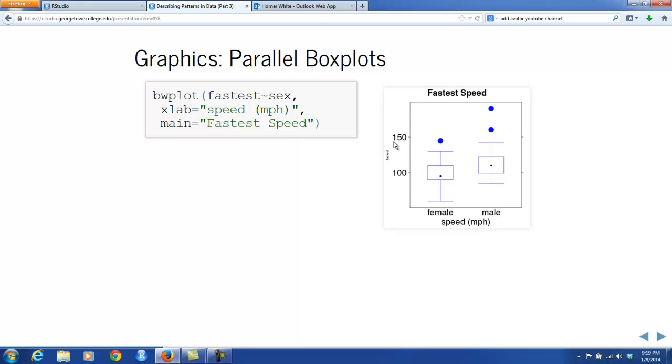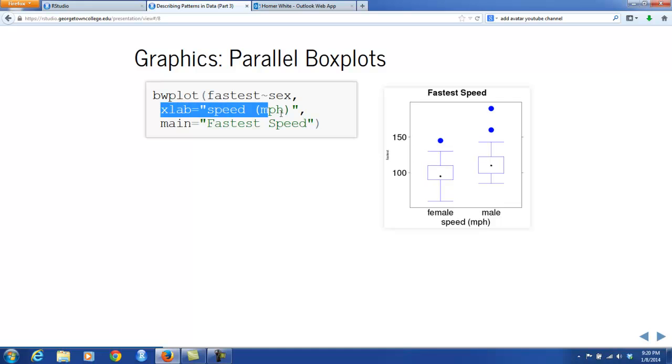I'm afraid the label fastest is a little small here, but here you see 100 miles per hour, and here you see 150 miles per hour. And then along the x-axis, you'll get the values for sex, female and male. This may help you remember how to deal with this type of formula. When you read from left to right, you see fastest first and you see sex second. And when you look at the box plot, you see the label for fastest first, and then you see the labels for sex second. Sorry about that.